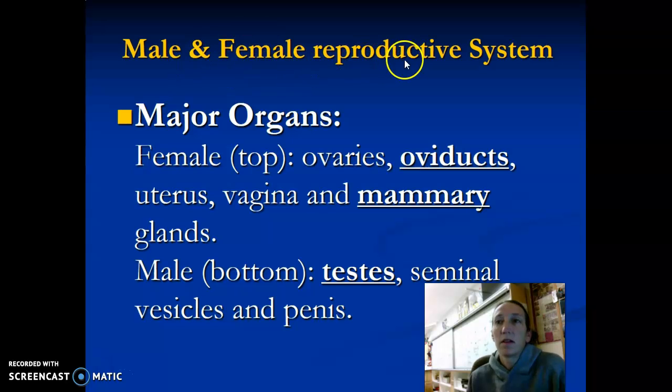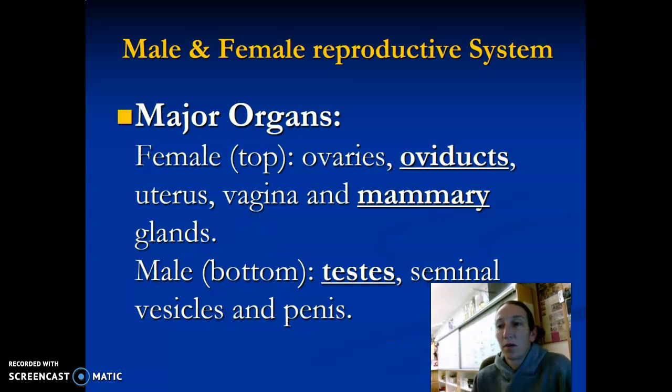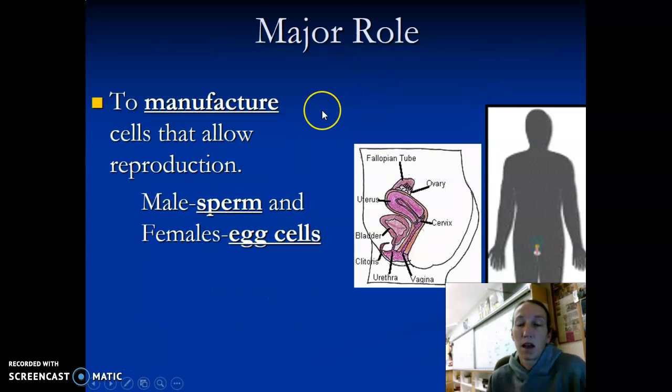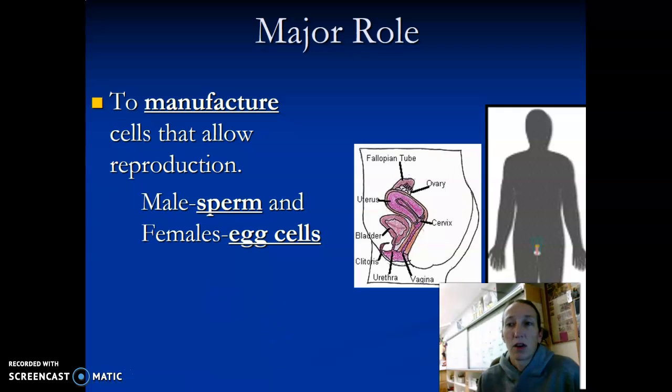Okay, so now the male and female reproductive system. The major organs related to the female, you've got your ovaries, the oviducts, uterus, vagina, mammary glands. And for the male, you've got the testes, seminal vesicle, the penis, just general organs associated with the reproductive system. But let's talk about what the major role is. And we have an idea. It is to make sperm for the male and eggs for the female. That way, it can create a new individual.